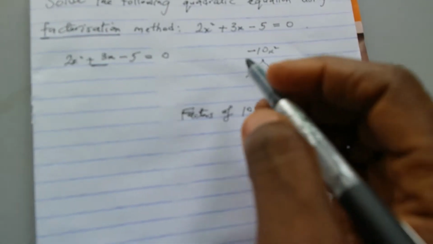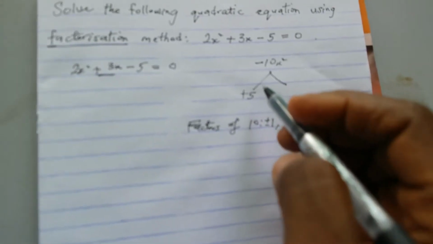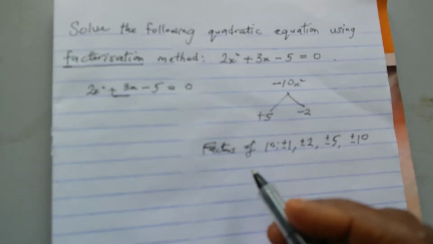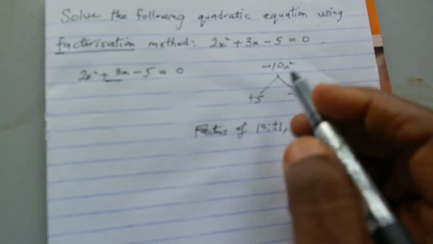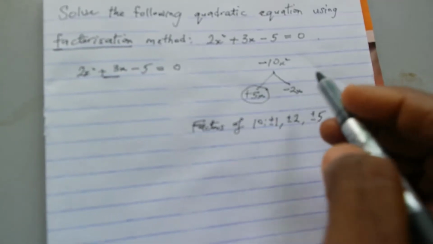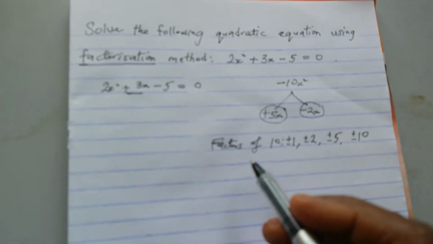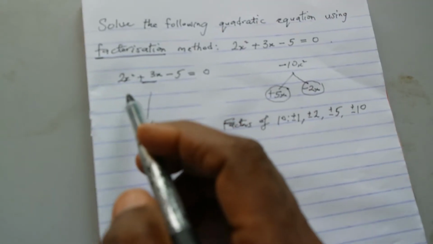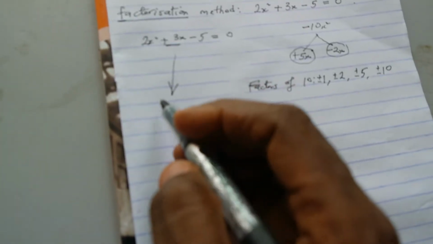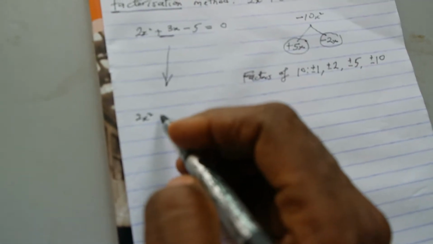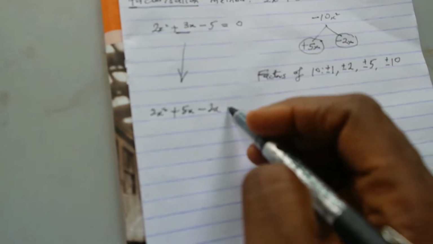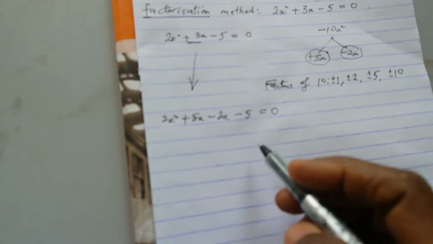are plus 5 and minus 2. So these are the two numbers. From here, we have x squared here. Put one x here, put the other x here. So we have plus 5x minus 2x. We have 3 terms here, and we want to replace the middle term with the 2 terms. So doing that, we are going to have 2x squared plus 5x minus 2x minus 5 is equal to 0.